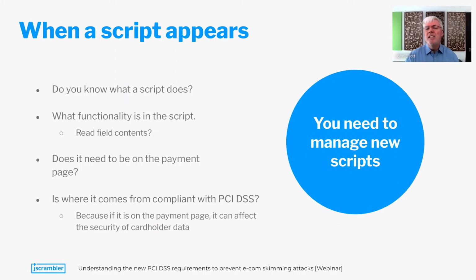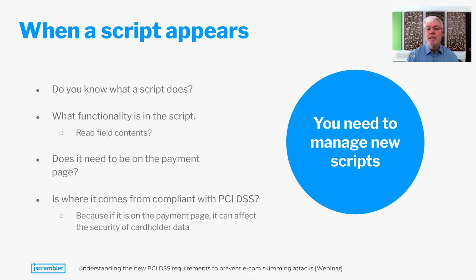When a script is added to a page, you need to understand what that script does and particularly what functionality there is in the script. For example, is there functionality in the script that gives it the capability to read fields or to tamper with form events such as a form submit or a tabbing out of a field?